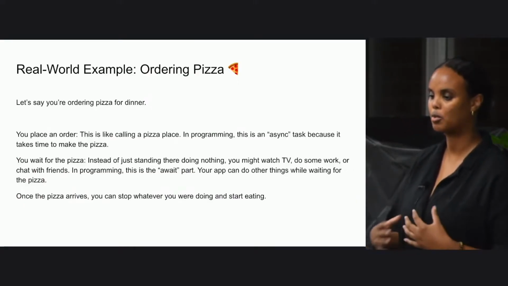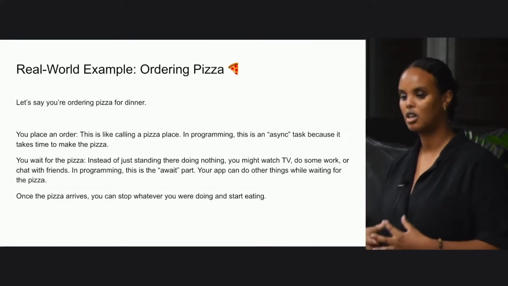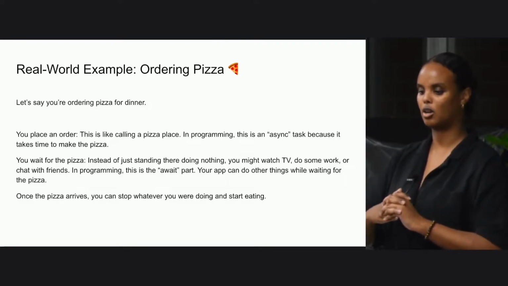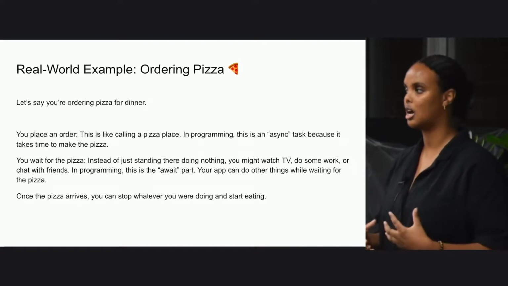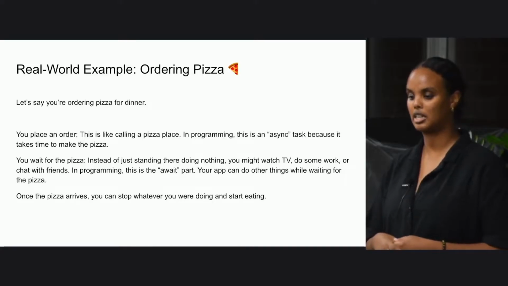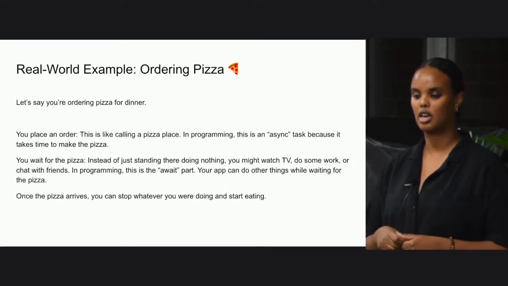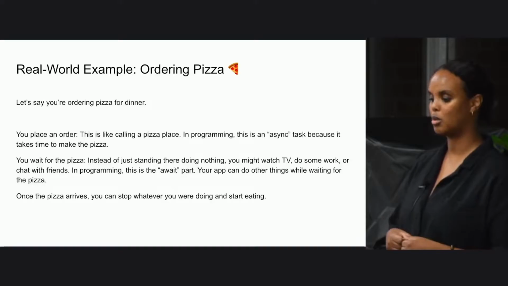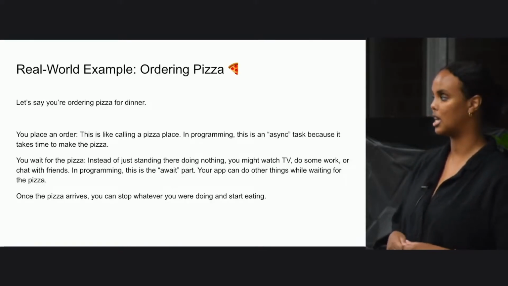So I found a real world example on Medium. An example would be like ordering pizza. So let's say you're ordering pizza for dinner. You place an order. This is like calling the pizza place. In programming, this is async because it takes time to make the pizza. You wait for the pizza. Instead of just standing there doing nothing, you might go watch TV, you might do some work, chat with friends. In programming, this is await. This is the wait part. And your app can do other things while waiting for the pizza. Once the pizza arrives, you can stop whatever you're doing and start eating.